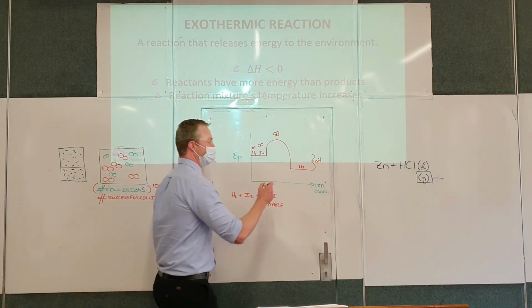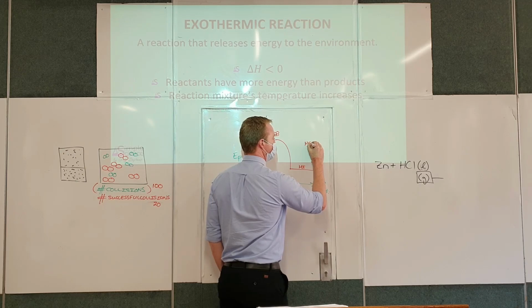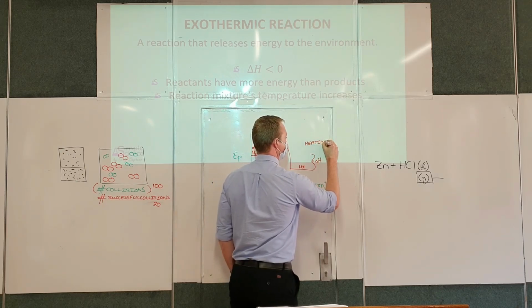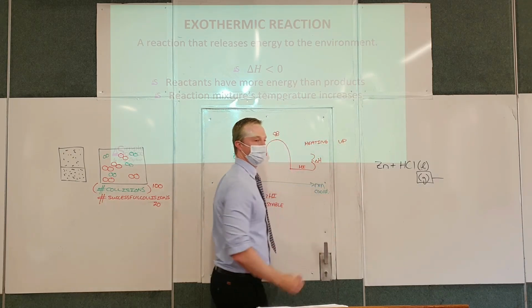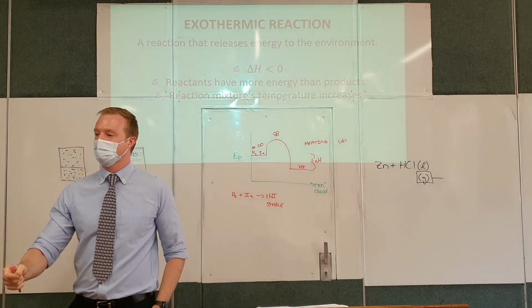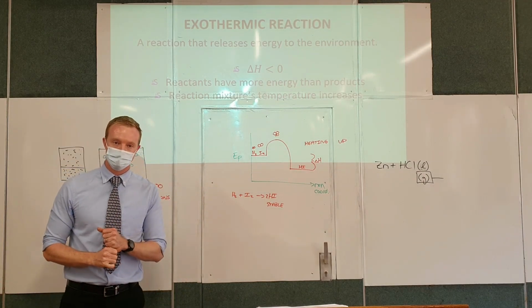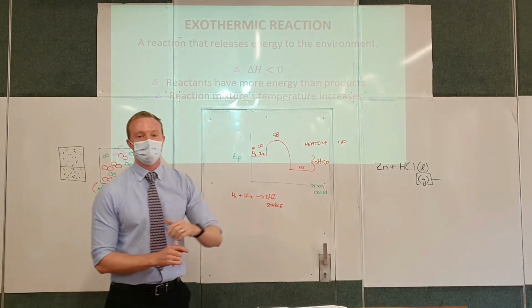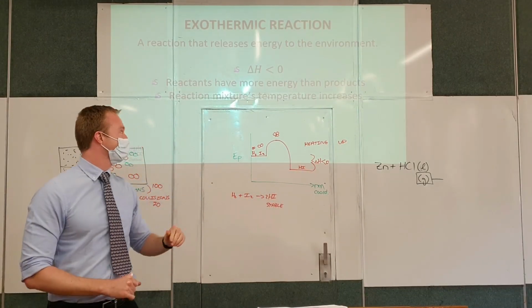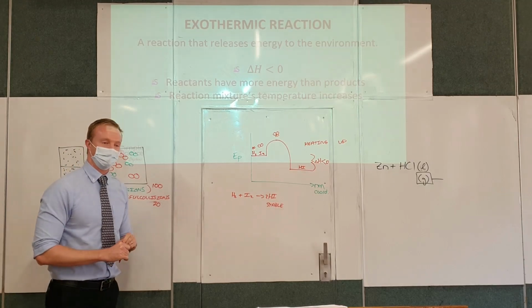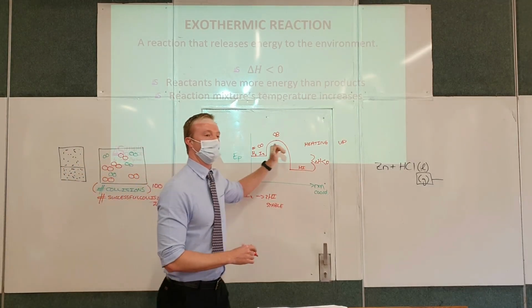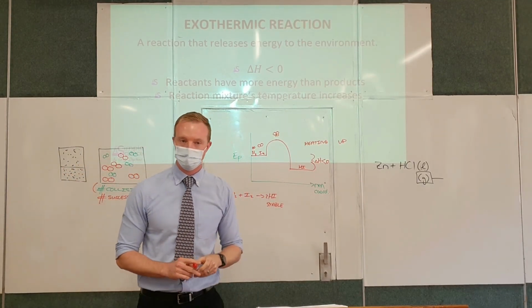So we see this as the system heating up. Every collision gives off energy. That energy goes towards heating up the entire system. We call this type of reaction, where the enthalpy change is negative, an exothermic reaction. Exothermic because it gives off heat as the reaction proceeds.